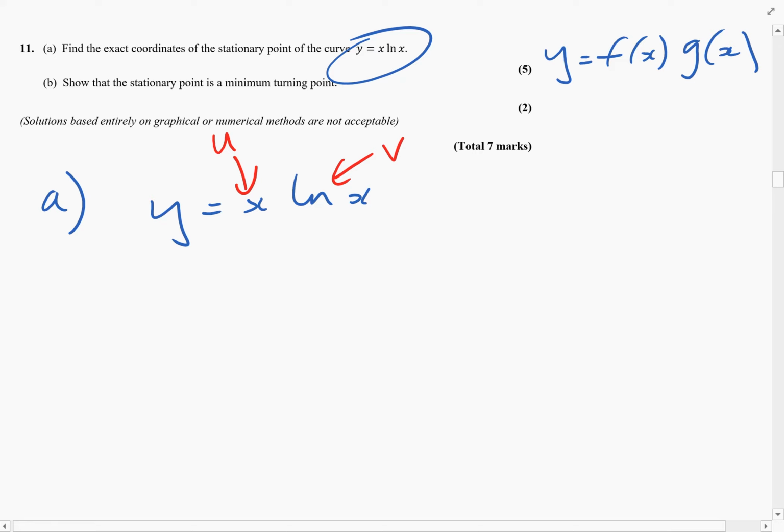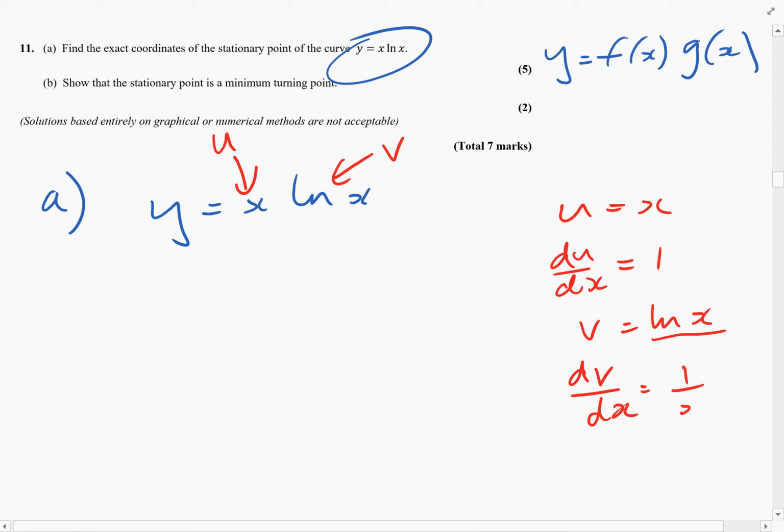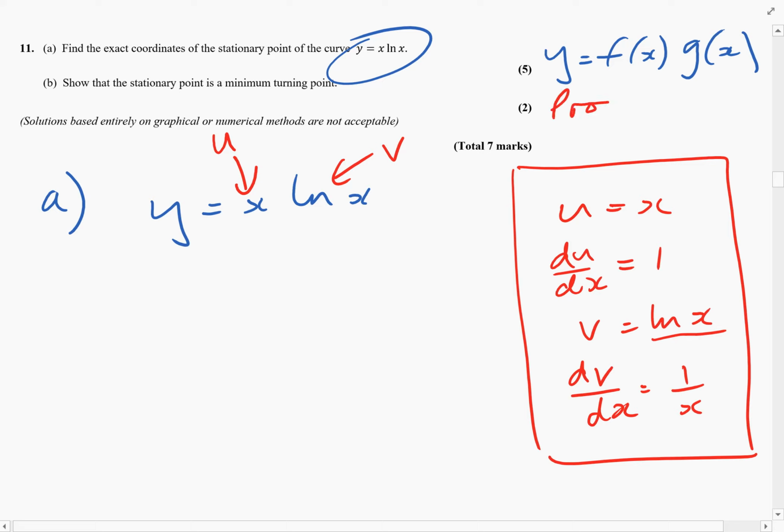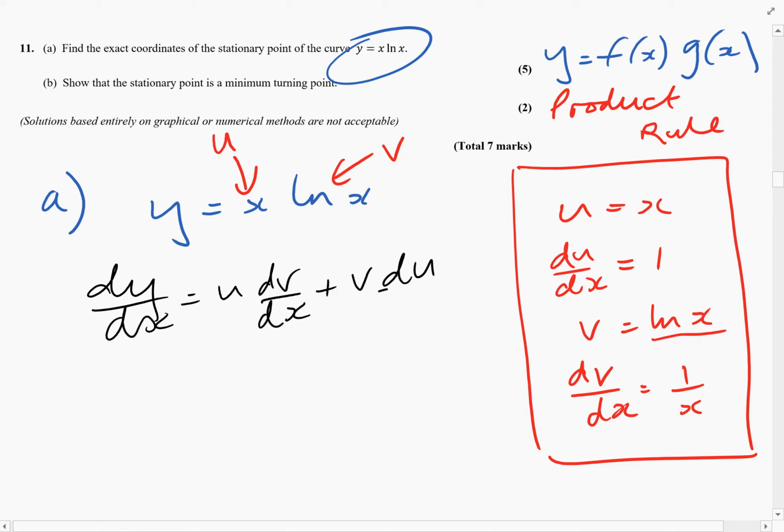Let's let u equal x. Just move that over a bit. So if we let u equal x, du by dx is going to be 1, and v is going to be ln x. dv by dx is going to be the derivative of ln x, which is 1 over x. Okay, so we'll use these rules. Now when we do the product rule, the product rule isn't in the formula book, the quotient rule is, but the product rule is fairly easy to remember. dy by dx equals u dv by dx plus v du by dx.